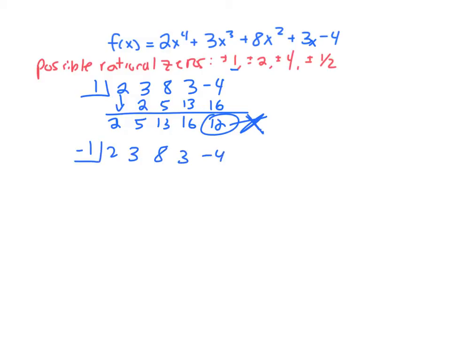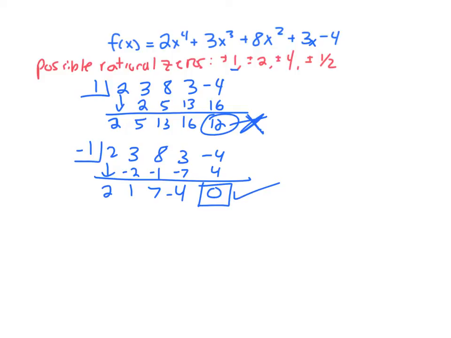Sometimes this can be time consuming. You have to just go through and test all of these perhaps. So -1 times 2 is -2, 1, -1, 7, -7, let's see, 4, -4, and then +4 and 0. Oh, this one has a remainder of 0. Great. So x equals -1.